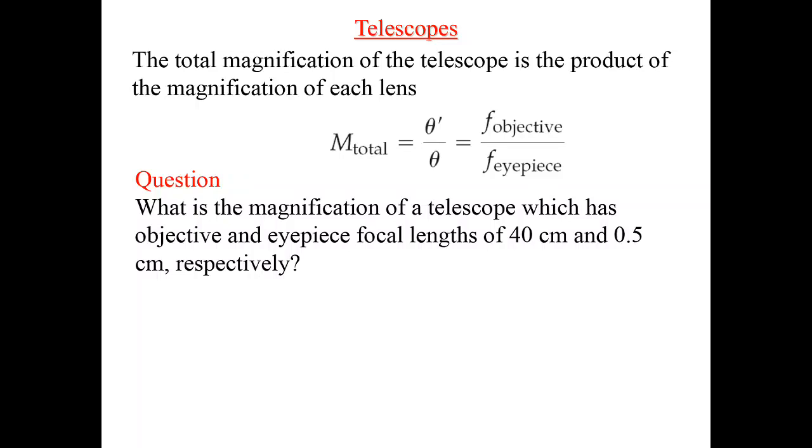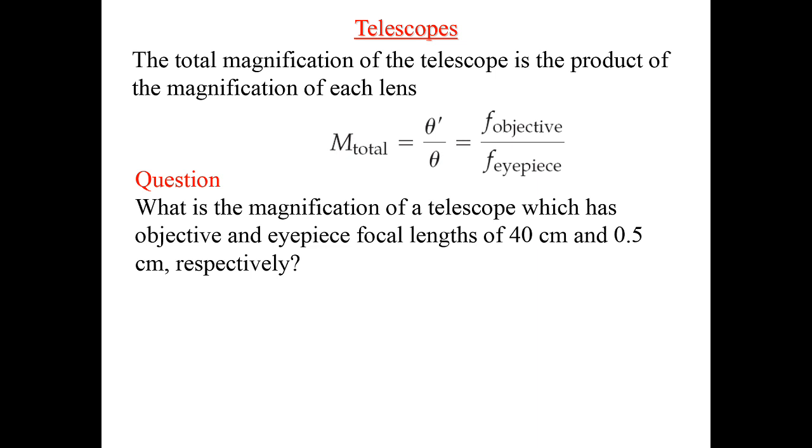To find the magnification of a telescope, we divide the focal length of the objective by the focal length of the eyepiece. This should sort of make sense. The smaller the focal length of a magnifying glass, the larger the magnification. So the eyepiece is acting as a magnifying glass, so the smaller the focal length of the eyepiece, the bigger the magnification. As for the objective, the larger the focal length, the larger the magnification.